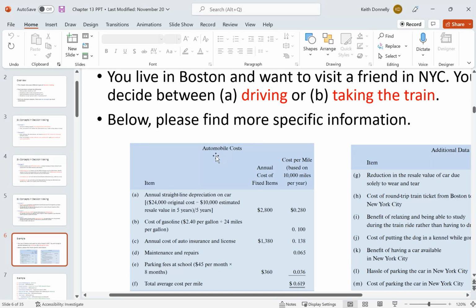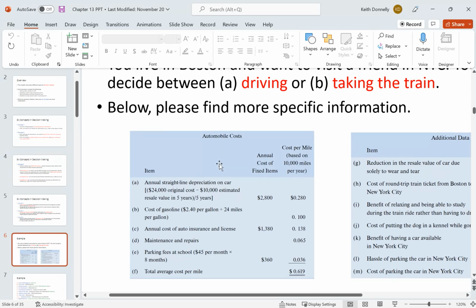All right, they're giving us some information about automobile costs here. First one is item A, annual straight line depreciation on a car. So the annual cost of fixed items, $2,800. If they do it on a per mile basis, it's 0.28. Cost of gasoline. We can see this is a little bit dated textbook, 240. We're not at 240 anymore, right? So if you break that down per mile, maybe it's 10 cents.